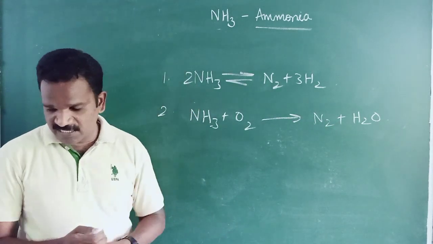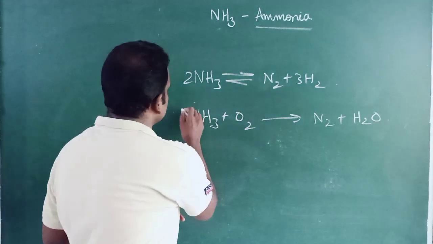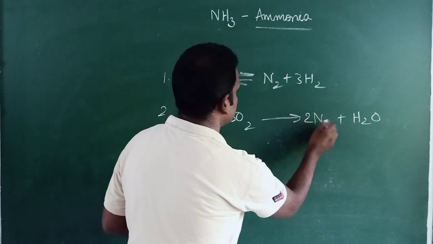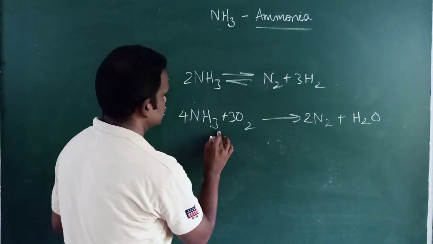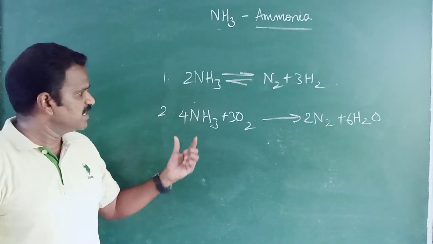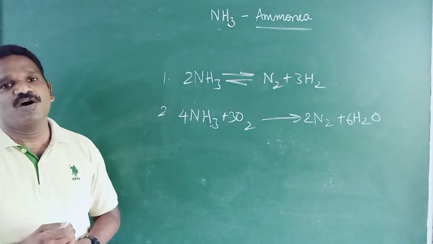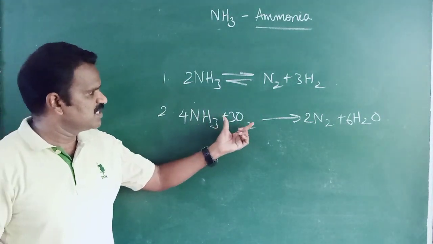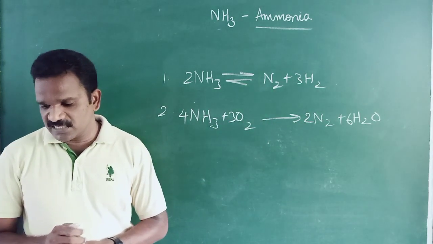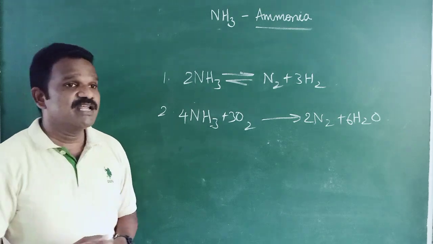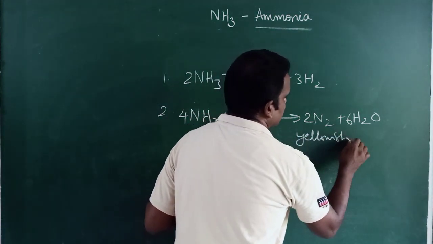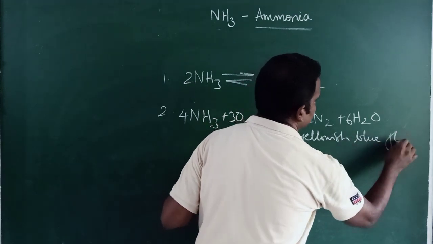Okay, now let us see the balancing of the equation. So 4NH3, 3O2, 2N2, and the water: 2 times 3 is 6, 6H2O. Okay, burning of ammonia with oxygen. When ammonia is burnt with oxygen, we will get nitrogen and water. So what is the color of this flame? Yellowish blue flame.